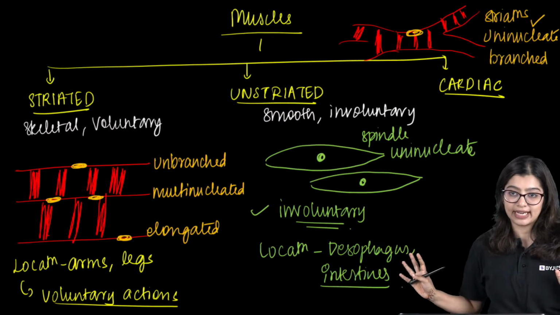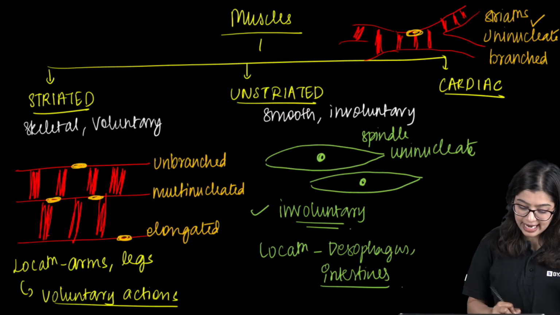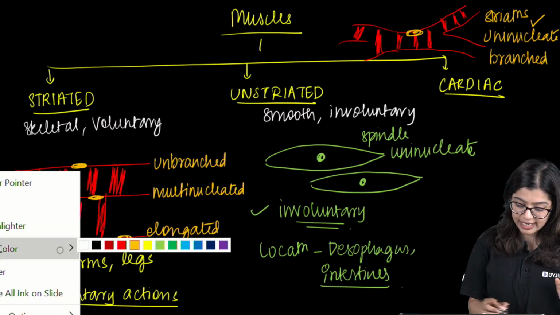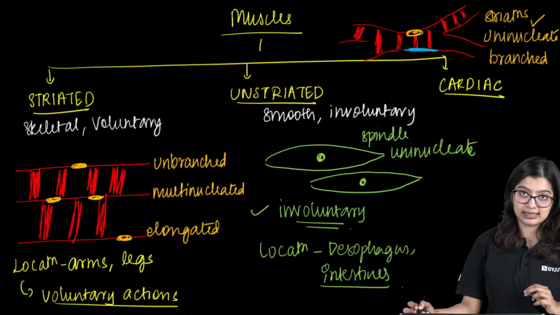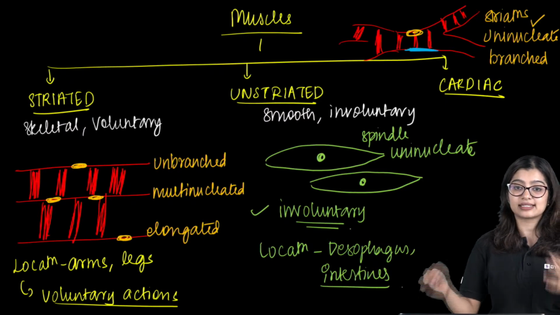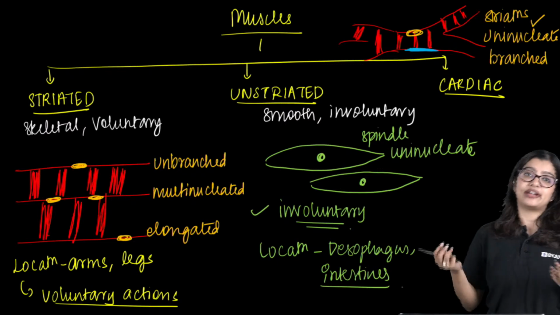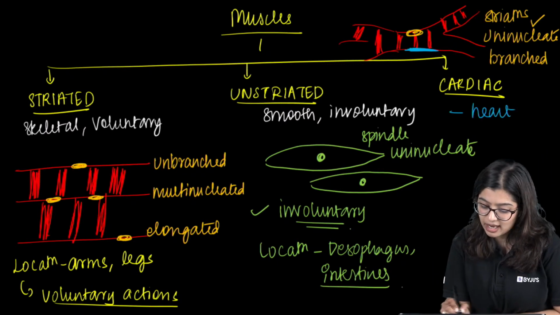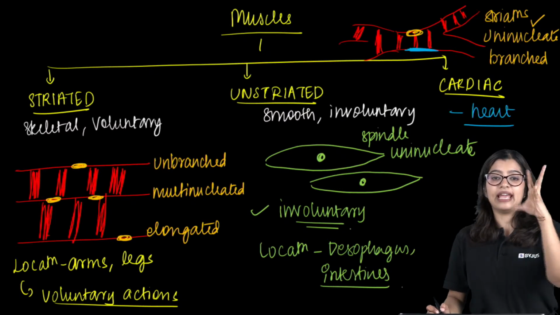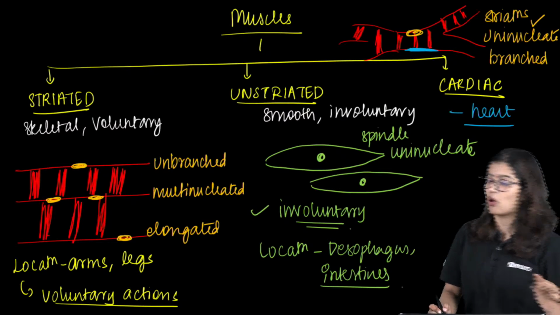And of course, they have some specialized structures called intercalated discs. And these intercalated discs are what help in the rhythmic contraction and relaxation. Where do we find the cardiac muscles? In the heart. What do they help us do? They help in the contraction and relaxation of the heart.